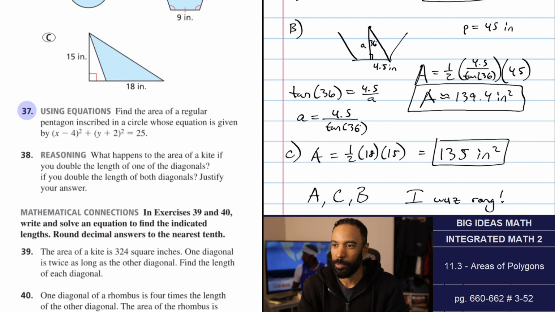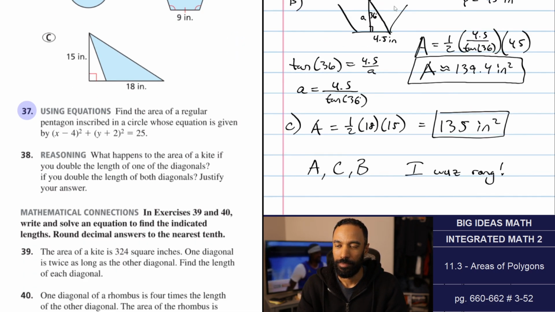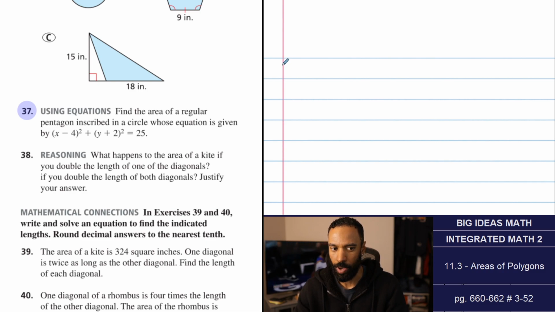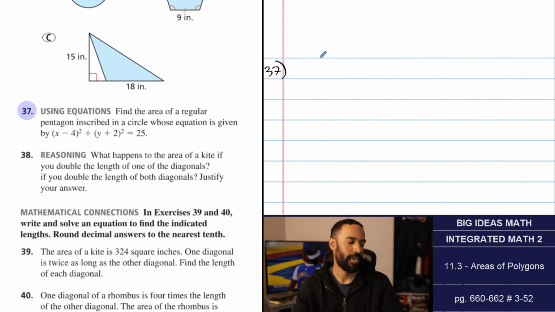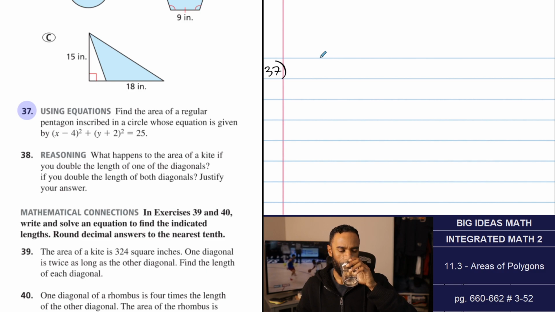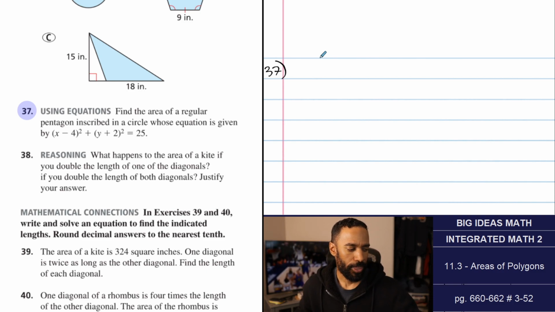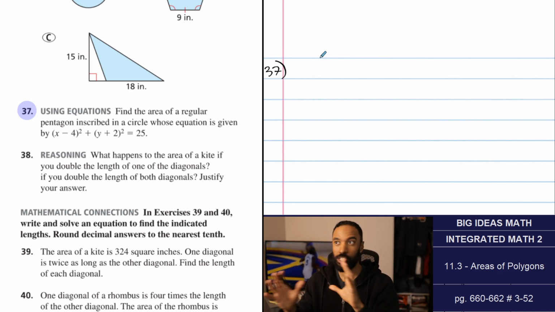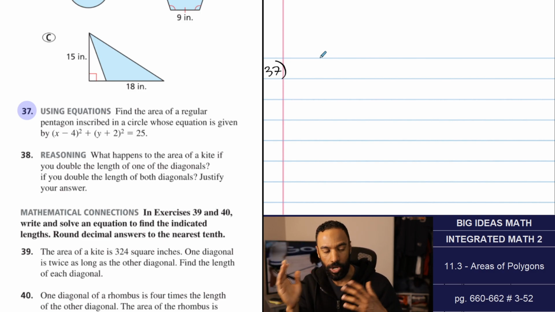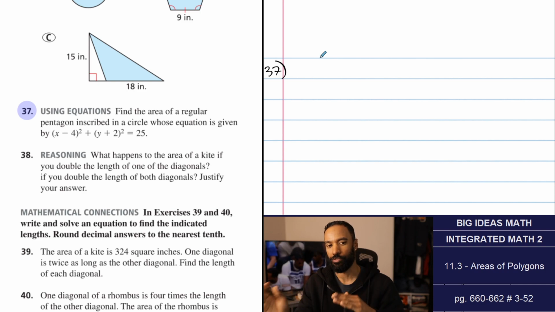Let's go to number 37, using equations. Find the area. This is a graph. Find the area of a regular pentagon inscribed in a circle whose equation is given by (x minus 4) squared plus (y plus 2) squared equals 25. So here's the thing, and I've done a question not like this before. We did a circumference question, I think, or arc length, with a graphed circle. The center location doesn't mean anything. You need to know how graph things work, but the center location is 4, -2.